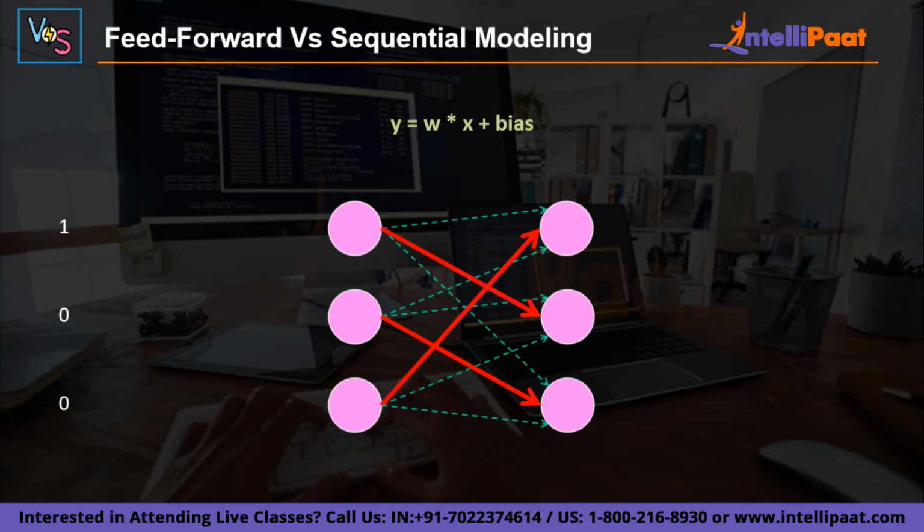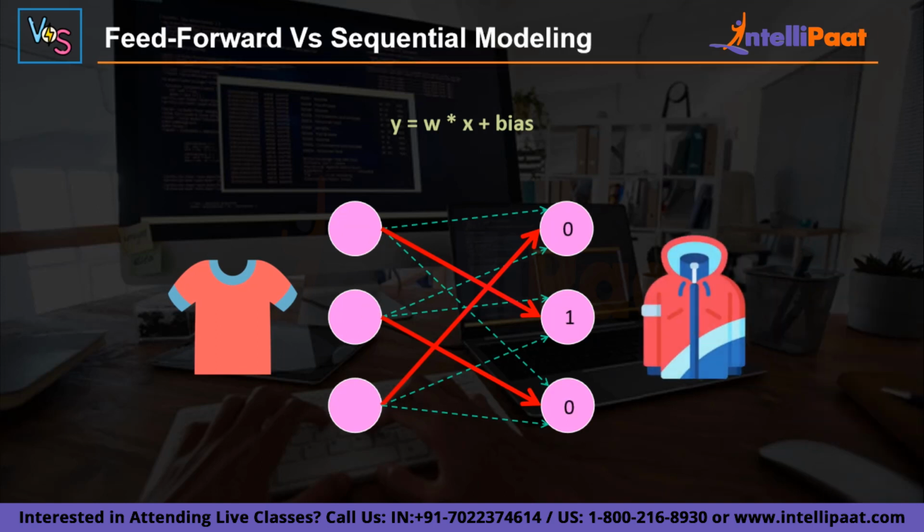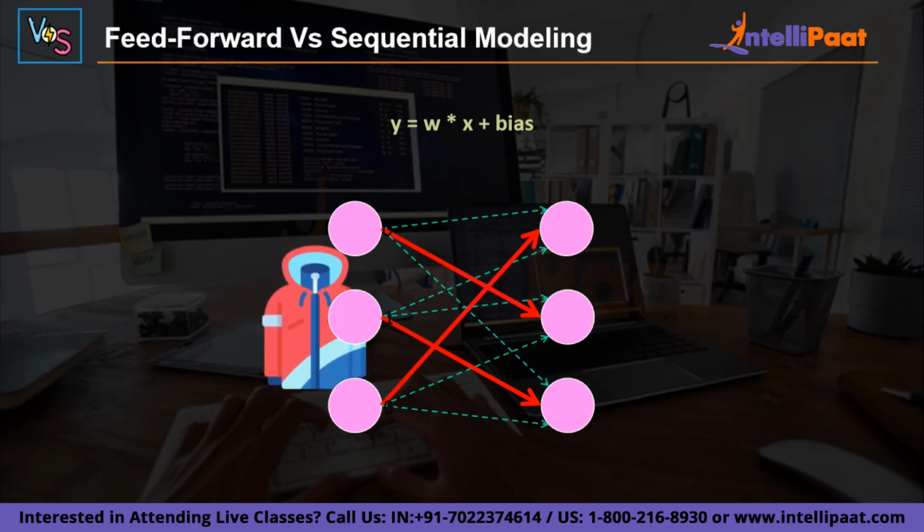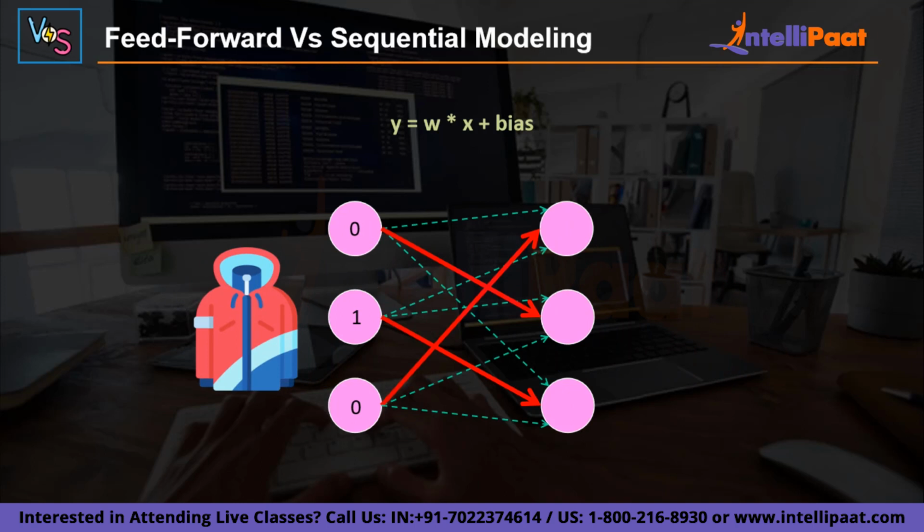Now let's say we pass a t-shirt as an input to this. These values will only travel across the connections that have weight value 1. This will make our output 0, 1, 0, which is the resultant vector of the jacket. Now, if I want to figure out the output for the next time step, the jacket will be fed as an input and we'll get a sweatshirt as an output.